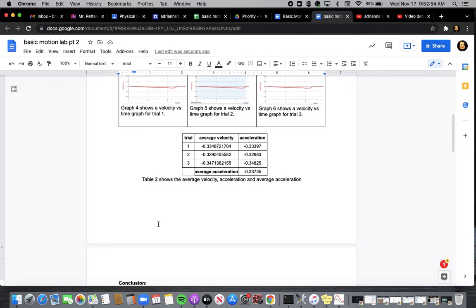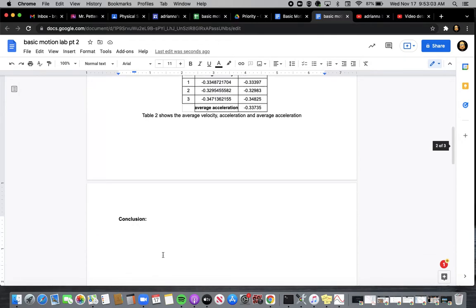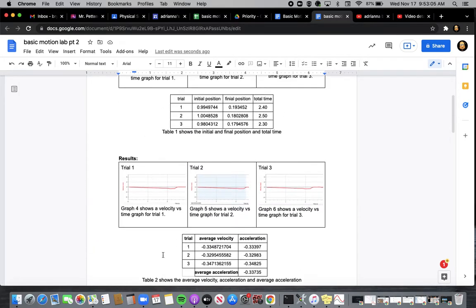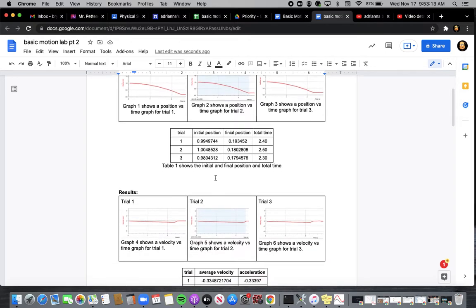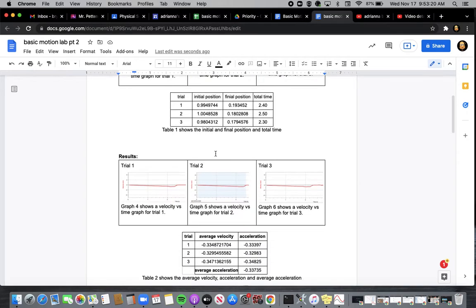So how to write a conclusion is you just say what your data shows, a little summary of what your data shows, right? It's going to be quick, maybe 4 sentences top about what our data shows.